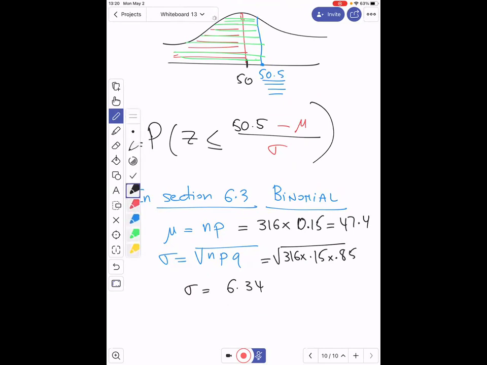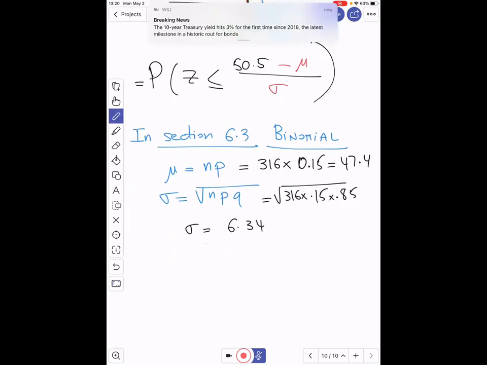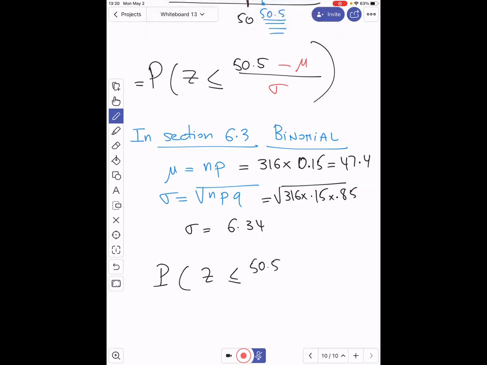So like here, that would be the probability that Z is less or equal to, so 50.5, sorry, minus mu 47.4 over the 6.34, okay? And then etc., right? You do the subtraction, you divide. This is Z less, so that's the area to the left. And then you can use a chart, table 3, and you get your answer. All right?